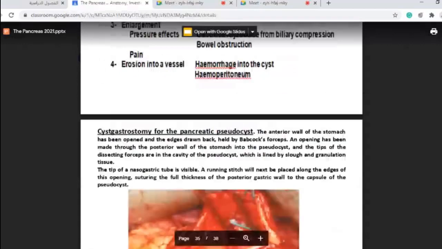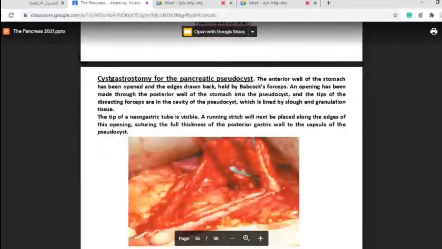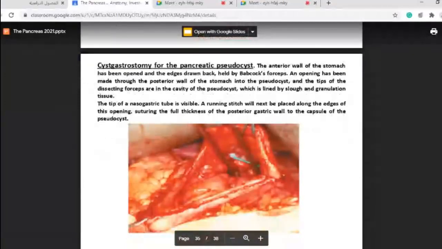As a treatment, we anastomose this cyst with the stomach, what we call cystogastrostomy. It can be done even with laparoscopic surgery or by endoscopy. Cystogastrostomy is an anastomosis between the pseudocyst, which is in the pancreas behind the stomach, with the stomach. We call it cystogastrostomy for the pancreatic pseudocyst.